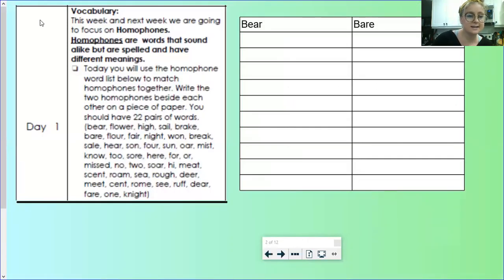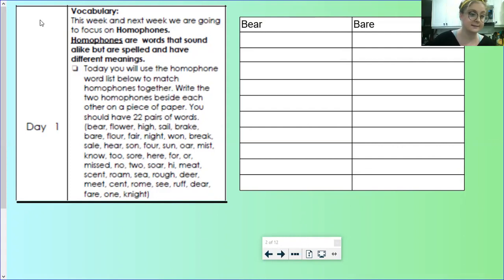All right, the first activity says this week and next week, we are going to focus on homophones. Homophones are words that sound alike, but are spelled differently and have different meanings. So like bye and buy. So B-Y-E and B-U-Y. That's an example of a homophone. They sound exactly the same, but they have a different meaning.